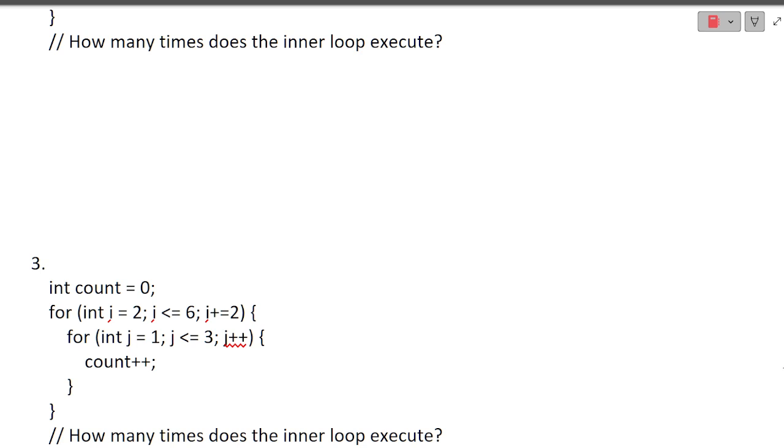The third question is a similar thing you need to do. This is my outer loop, and this is my inner loop. My outer loop is i over here. And my i started from 2 and it will reach till 6.